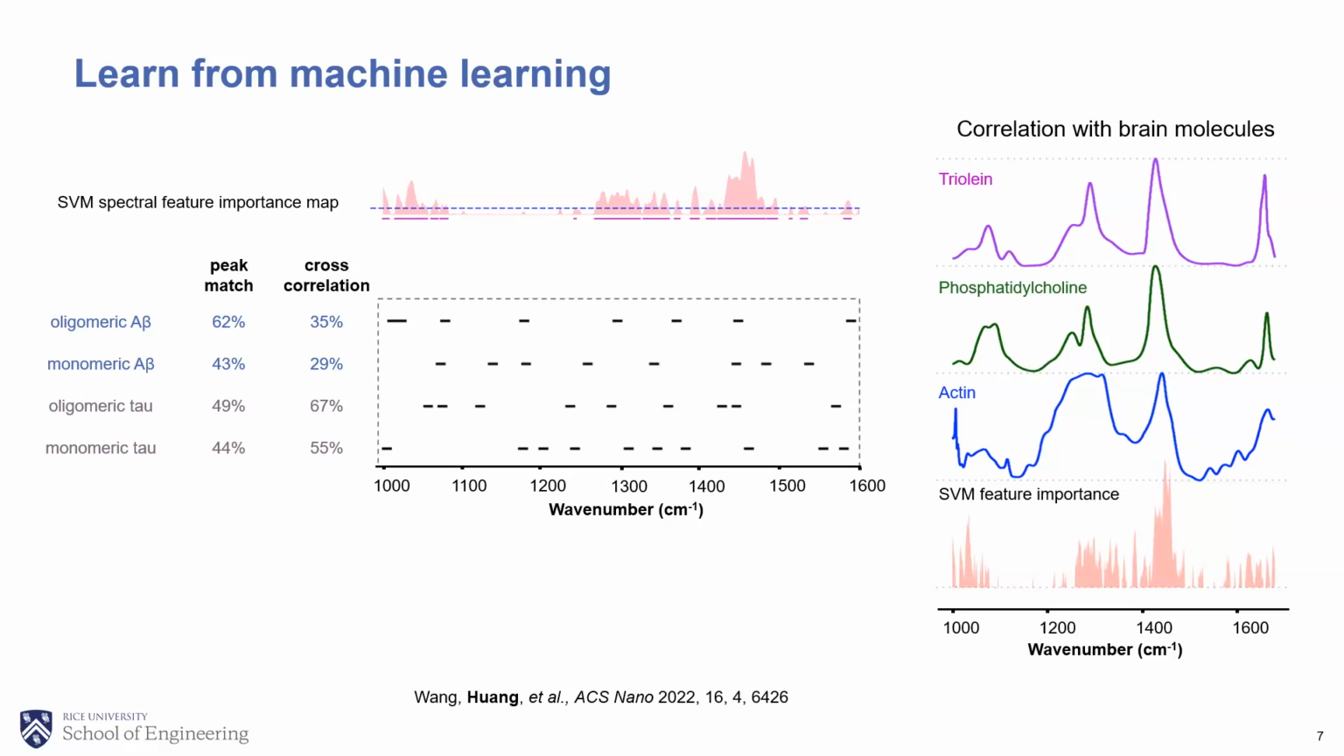So with the spectral feature importance, we can also try to identify several other molecules which are potentially biomarkers. So here in our study, we identified 3 molecules, trialing, phosphatidylcholine, and actin. And you can see their Raman spectra are highly correlated to this spectral feature importance. Actually, other biochemical studies have verified that these molecules are indeed highly correlated to AD. So far, what we have seen is the so-called positive feature importance.